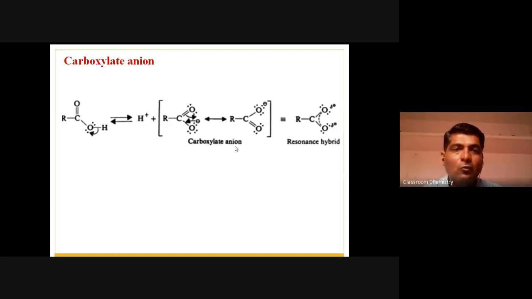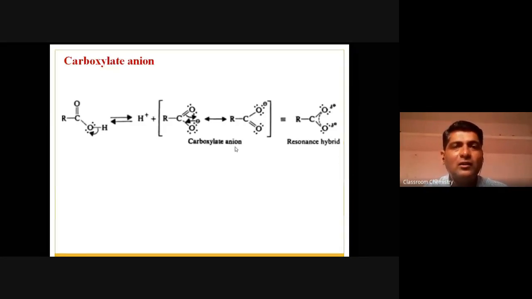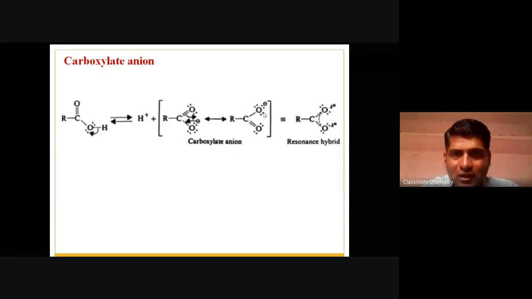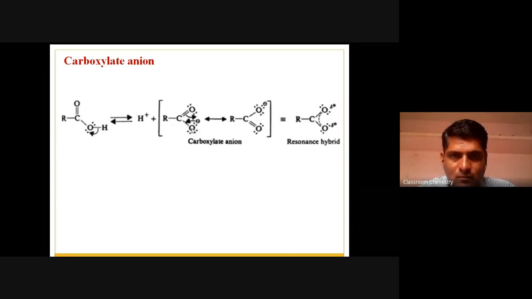Just remove one H from the acid, and it will convert into the carboxylate ion. You can see that this carboxylate ion has a resonance structure. Resonance structure means what? The negative charge on the oxygen shifts towards the next bond, and the double bond which is present here will shift onto the oxygen atom. So overall, this negative charge will shift from one oxygen atom to the other oxygen atom.